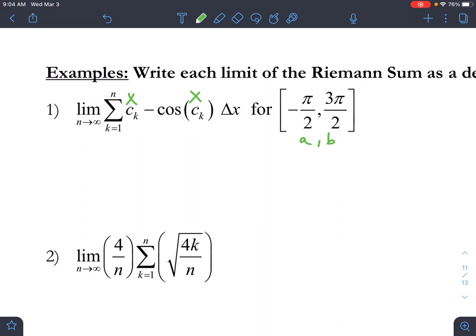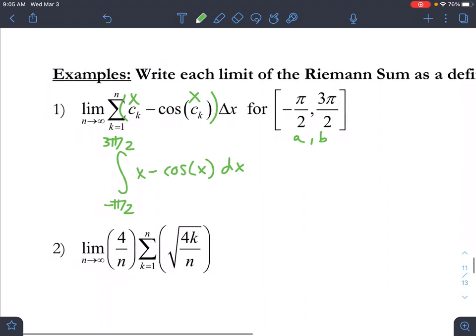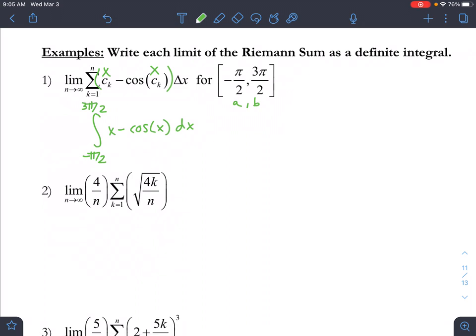And we've got times delta x, and so what we've got for our function, this inside is kind of your function here. We've got the integral of x minus cosine of x dx from negative pi over 2 to 3 pi over 2. Again, infinitely many rectangles represents that same thing as our definite integral. That one's done. That's it. So take a look at the next one. We'll get a little more exciting here.